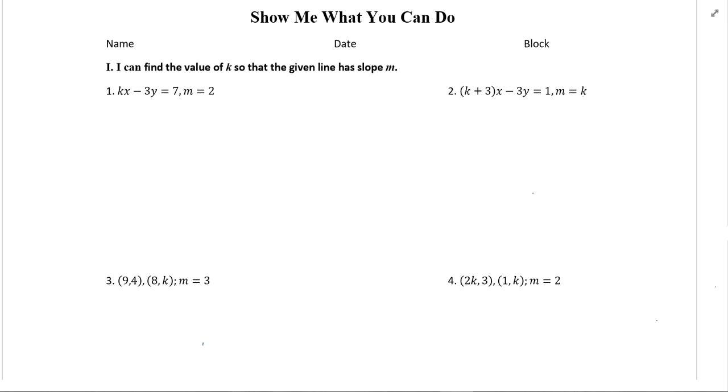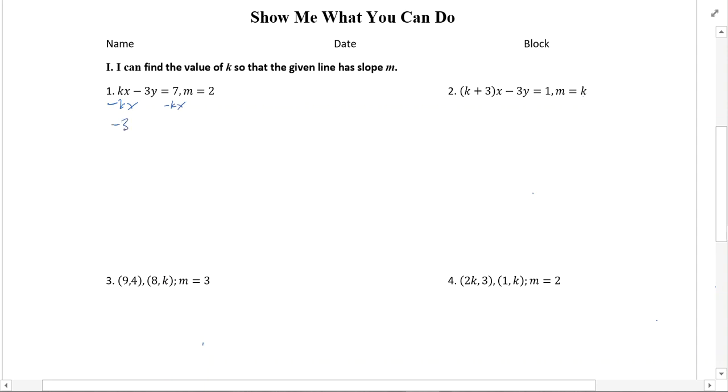Okay, so topic 1 says, I can find the value of k so that the given line has a slope of m. What you would need to do first here is get this line, kx minus 3y equals 7, into slope-intercept form. Right now it's in standard form, so we're going to convert it into slope-intercept form by subtracting kx from both sides.